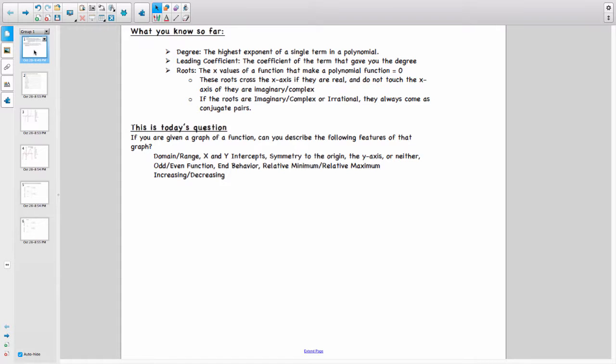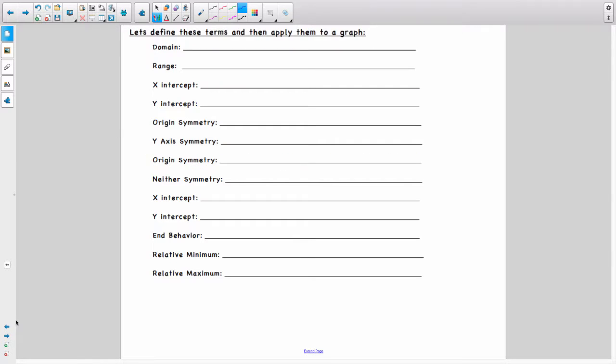Hey, what's happening? Today we're going to do some stuff with graphs, and we'd like to look at a lot of definitions and check out some properties of graphs. Here's our definitions. Many of these you already know.